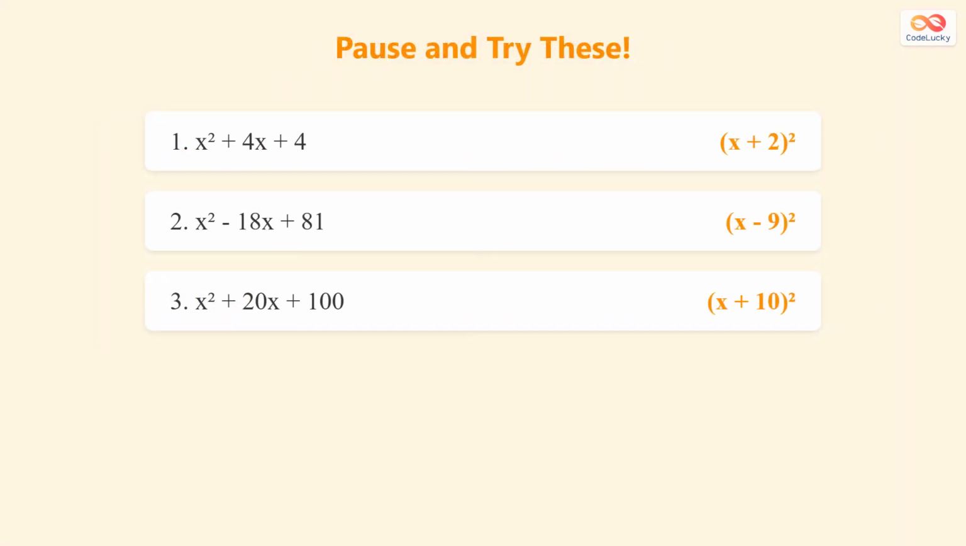Now it is your turn. Pause the video and try to identify the factors for these three problems. Notice the patterns in the numbers. 4 is 2 squared, 81 is 9 squared, and 100 is 10 squared. The answers are shown on the right.